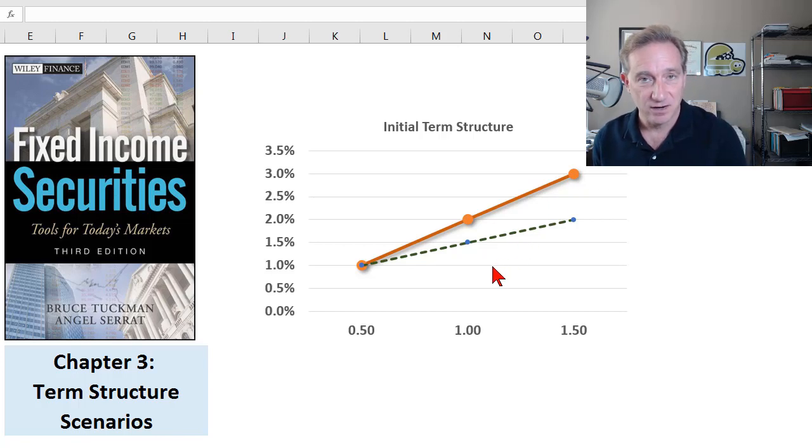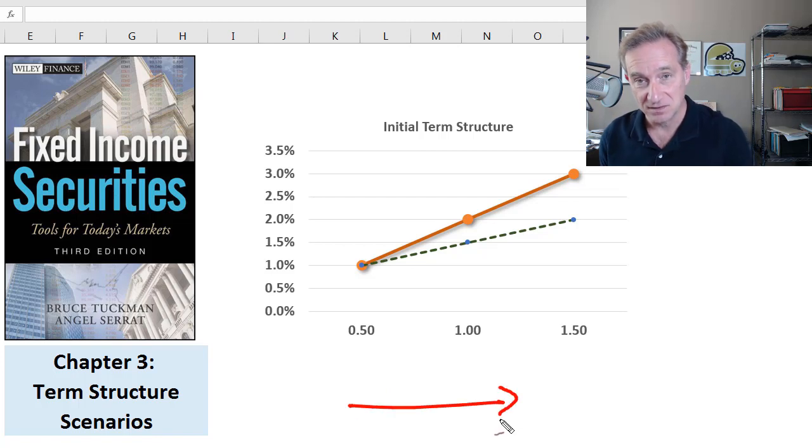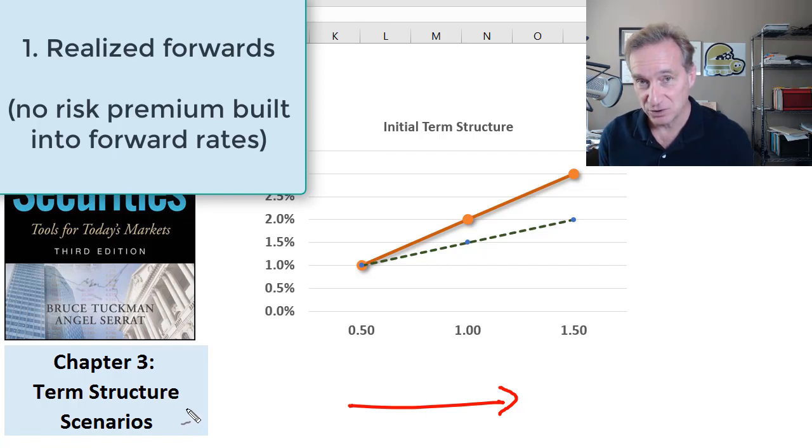Later, when we go to break down the components of a bond's profit and loss or return, we'll find that an important assumption that we make is, how does the term structure behave over time? And broadly, following Tuckman, we have three scenarios from which to choose.